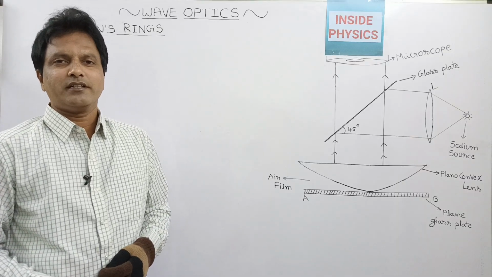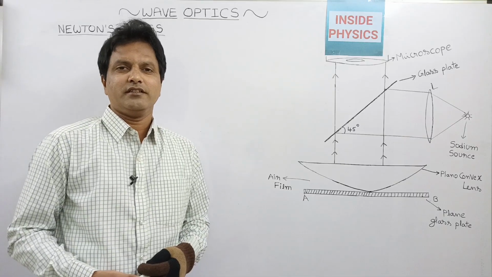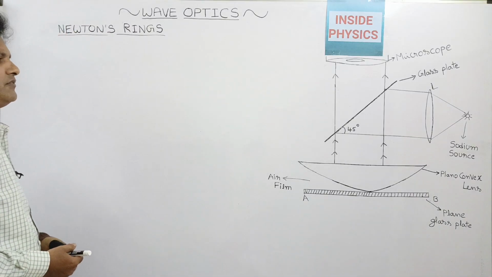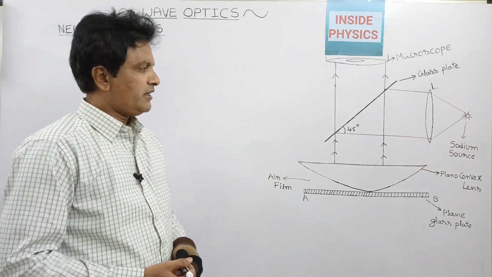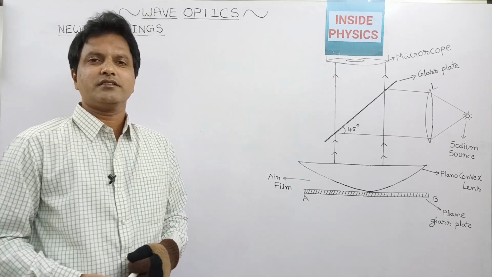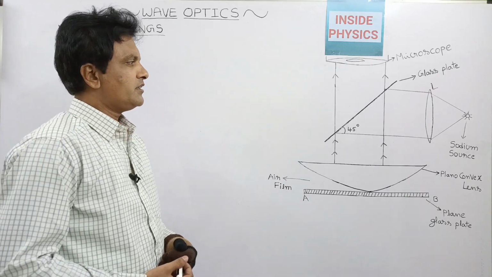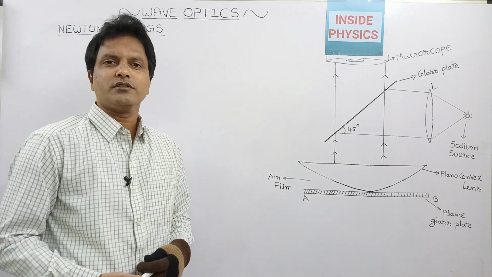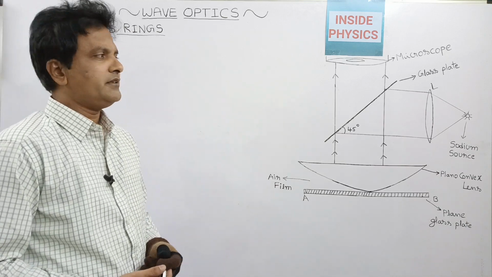Today we are going to discuss Newton's rings. This is a topic in the wave optics lesson, and here we are going to see how the theory of Newton's rings goes, and we will develop some formulas for bright and dark fringes, and how the Newton's rings are formed with the interference of two waves by the reflection method.